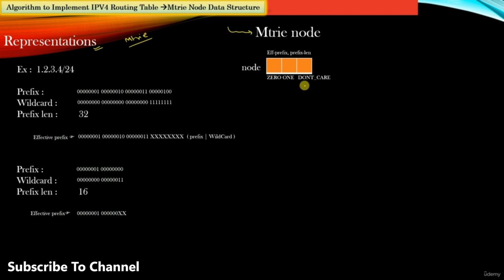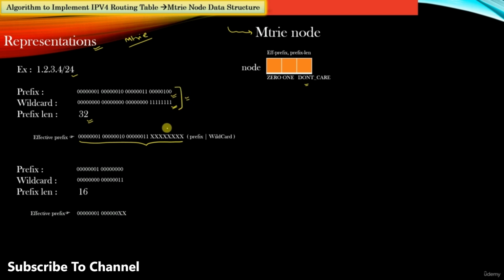All right. So this is a diagram which shows a typical mtrie node which will be used to store routes. Each node of an mtrie is going to store a route. So let us discuss with the help of an example how each node in an mtrie is going to store information. Let us suppose that we have a route 1.2.3.4/24. We will express this route in terms of prefix and wildcard. And obviously for IPv4 routes, the prefix len is 32. So following is the effective prefix that we will derive from the prefix and wildcard combination.